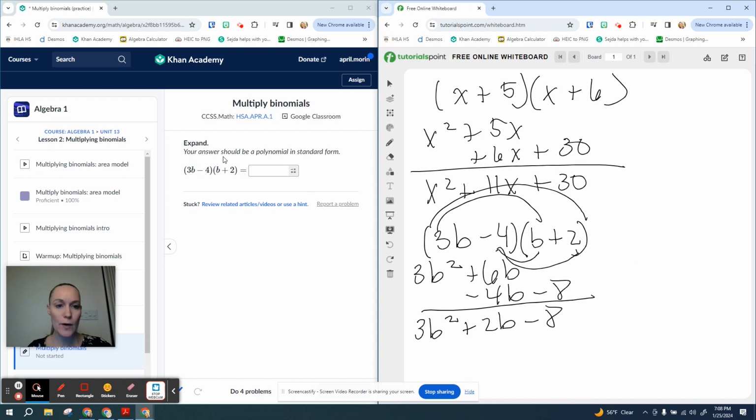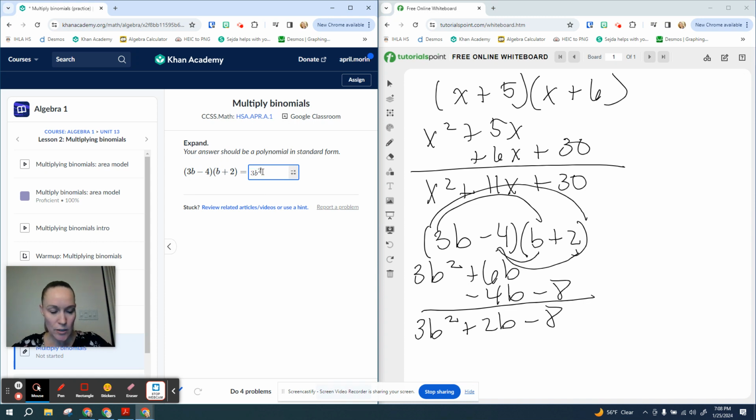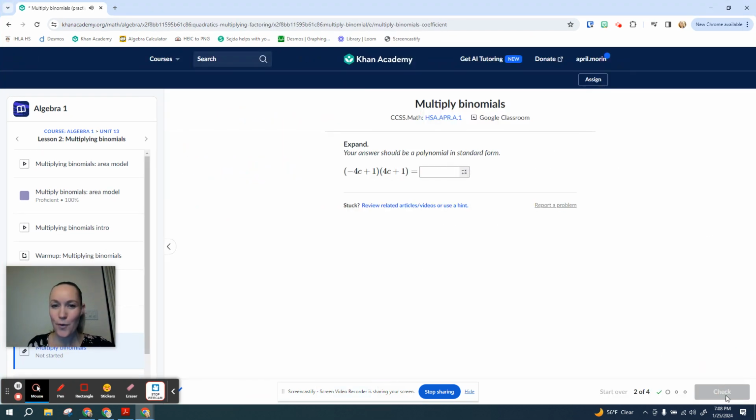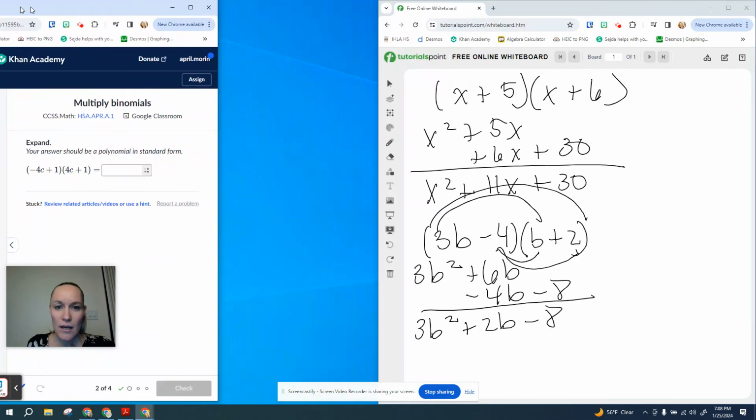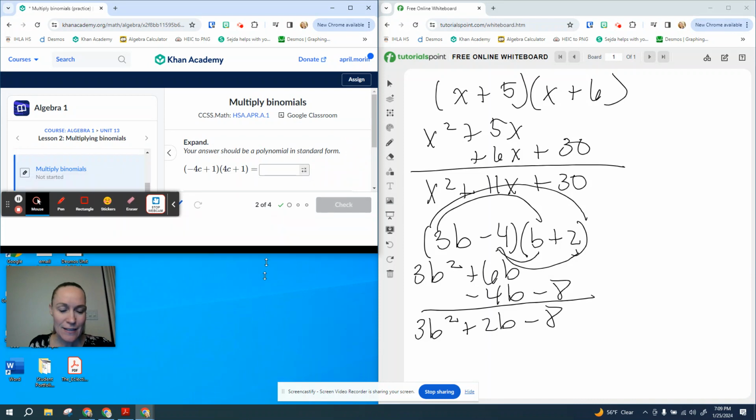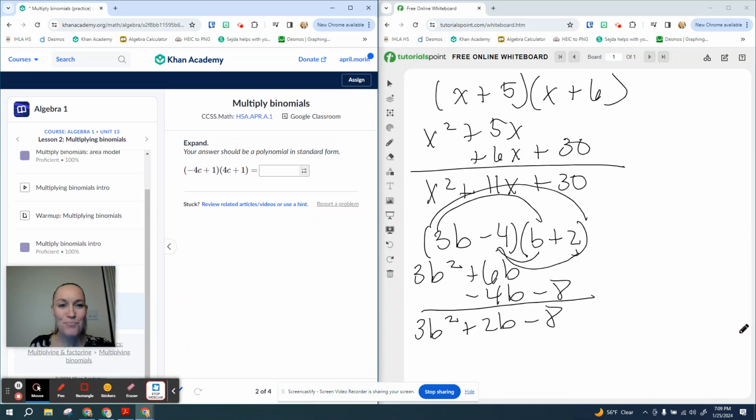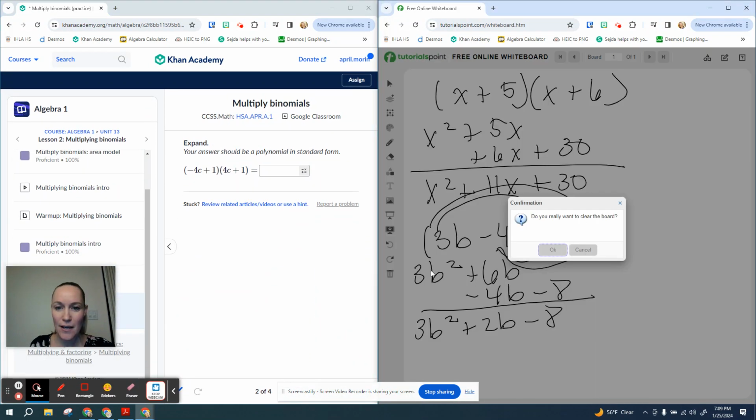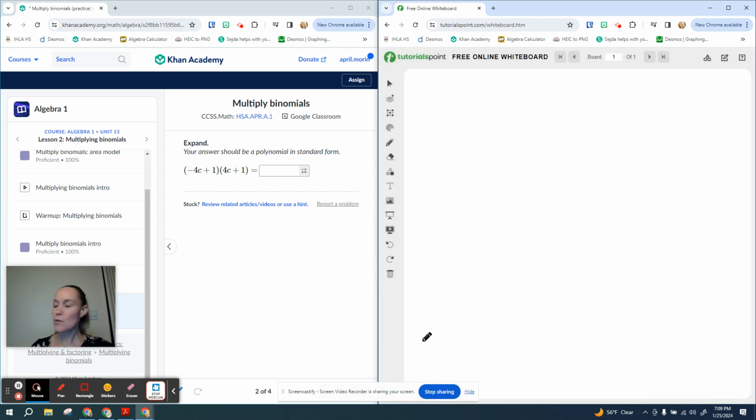Okay, let me go ahead and write that down. 3b squared plus 2b minus 8. Let's see if we are correct. Okay. Now, watch out for these negatives. So let's go ahead and clear our whiteboard.